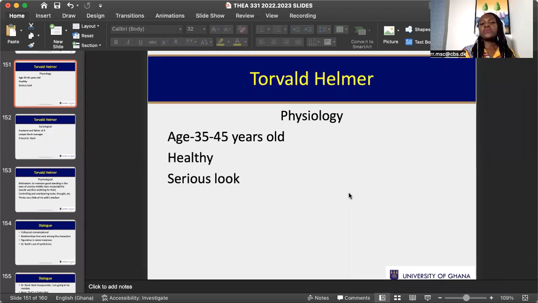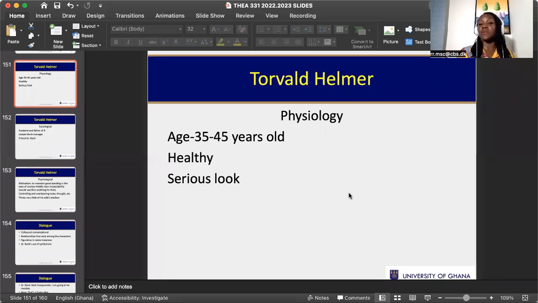So looking at the fact that he relates with Nora almost like, in a way that is fatherly. It's like he's her father. So it just gives you a sense that there is some considerable age difference between them. So let's just roughly say 10 years difference between them. So we can just peg Helmer at 35 to 45 years old. He's healthy.